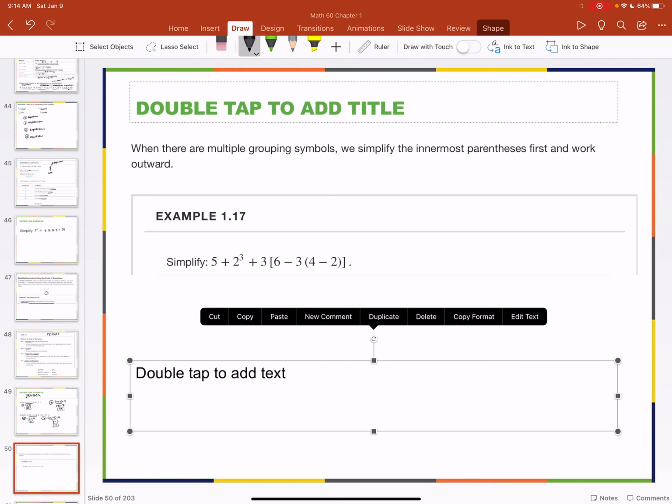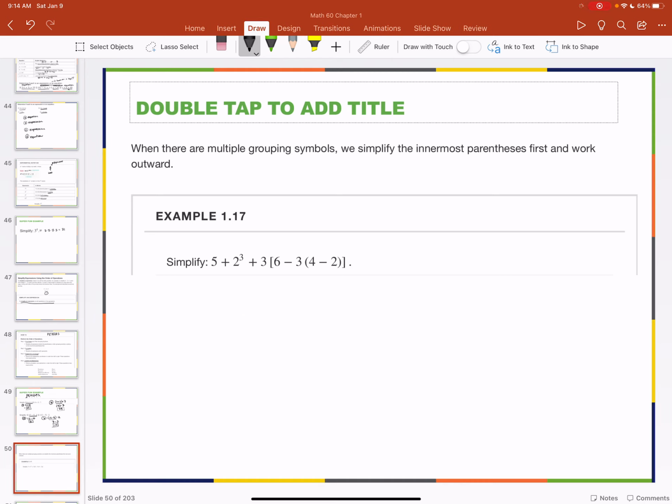When you have a lot of grouping symbols, you simplify the innermost parentheses first, and then you work outwards. So let's say here we have 5, I'm going to rewrite this, 5 plus 2 cubed plus 3 times this whole thing, 6 minus 3 times the quantity 4 minus 2, or the difference of 4 and 2. So PEMDAS, right? Please excuse my dear Aunt Sally.